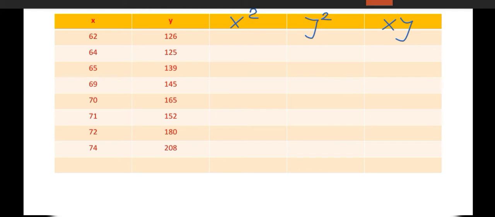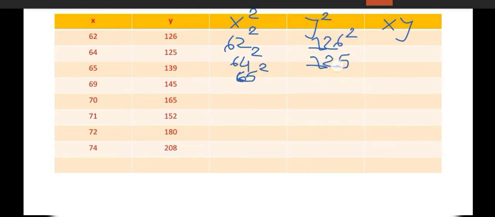So here, our first value will be the square of 62. In the same way, the second value will be the square of 64, and the third value will be the square of 65. In the same way, you will find out the other values. Then for the fourth column, the first value will be the square of 126, the second value will be the square of 125, and the third value will be the square of 139. And in the same way, you will find out the other values.